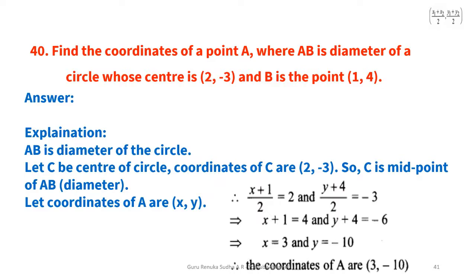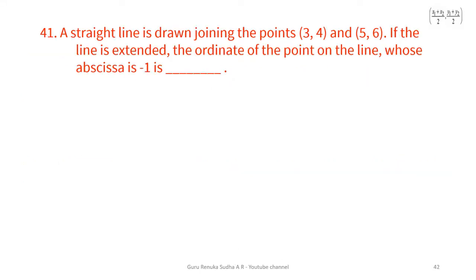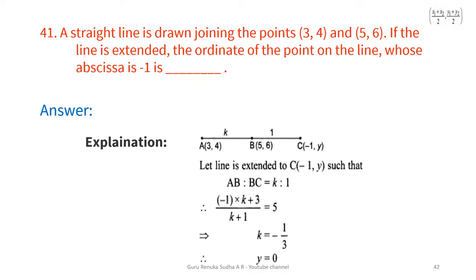41st question. A straight line is drawn joining the points with coordinates (3, 4) and (5, 6). If the line is extended, you have to calculate the coordinates of the points like that. Use the distance formula and you can easily calculate that one. Sorry, the midpoint formula you can calculate.